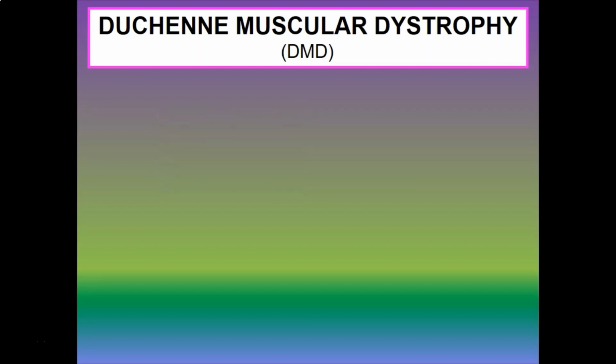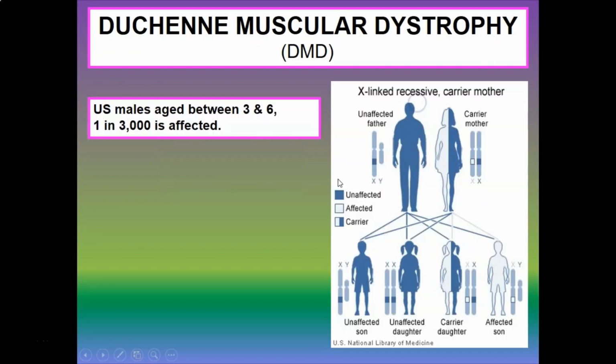So unfortunately, with this Duchenne Muscular Dystrophy, or DMD, U.S. males aged between 3 and 6, 1 in 3,000 is affected for this one very dangerous variant of it. So not a huge number.